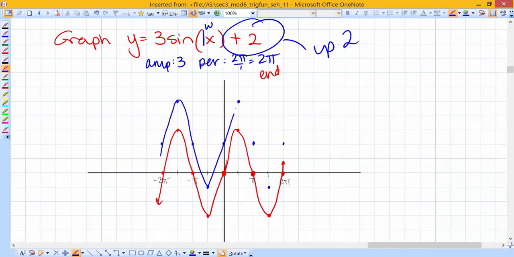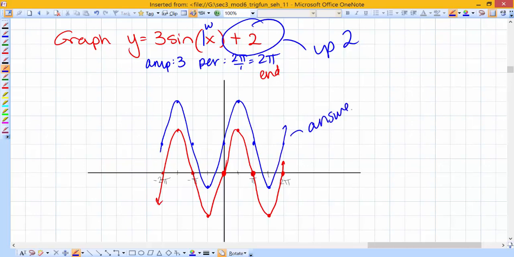Once you have all your points moved, sorry, that was a little bit like a V. It's really hard to draw these on the tablet. There we go. This is your answer. Okay, so that's graphing the original first and then doing a transformation.